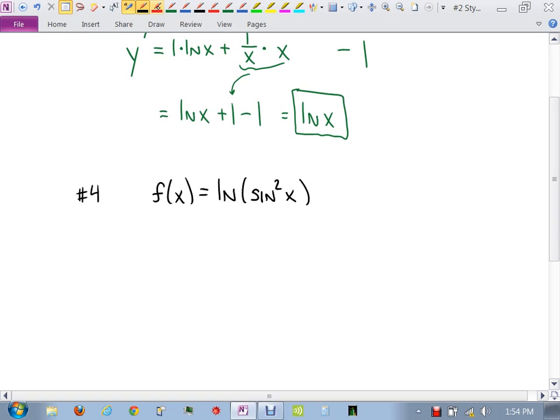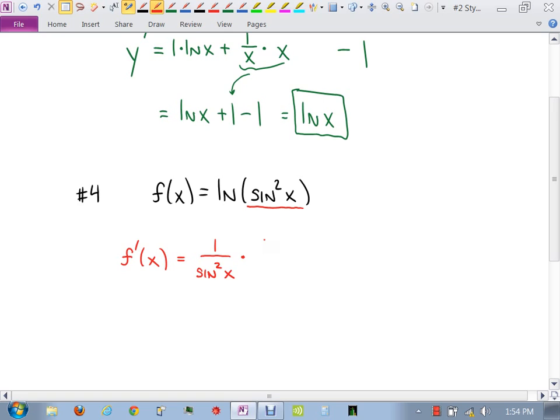So when I do my chain rule here, I first say, what is the derivative of natural log of some junk? It's not natural log of x, it's natural log of junk. So do I need to go flip back or no? It's 1 over the junk, which here is what? Sine squared x times the derivative of the junk now, right?